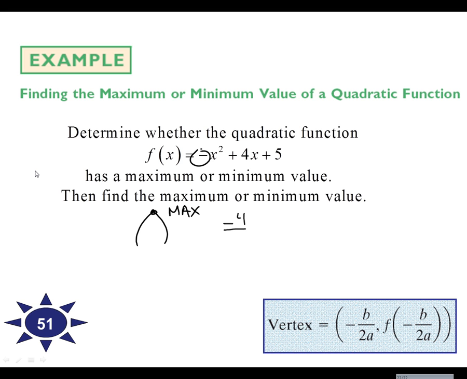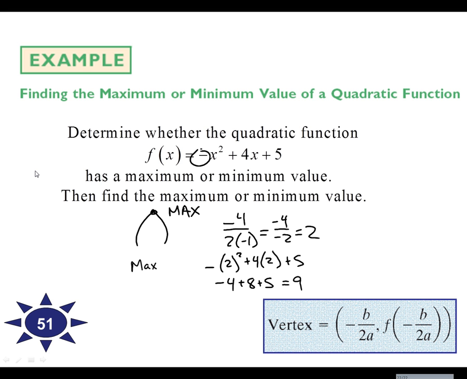Negative b over 2a is negative 4 over negative 2, which is 2. Got to plug that back in. Negative 2 squared plus 4 times 2 plus 5. We've got negative 4 plus 8 plus 5. Let's see, that's 4 plus 5, that's 9. So our vertex is at 2, 9. The max is 9. All right, so you're saying the y value for the max or the min.